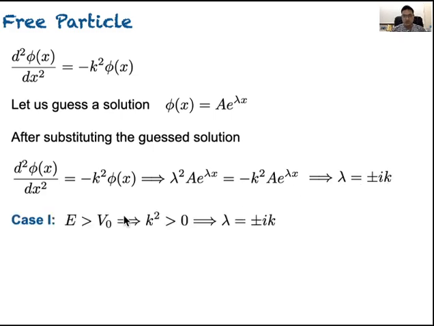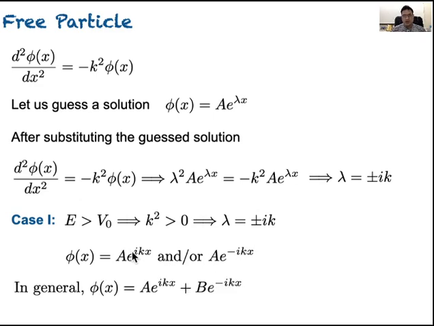In case 1, when your energy is greater than V0, it means that your k² is positive. Then I can take λ equal to ±ik, and these are the two possible solutions, a e^(ikx) and a e^(−ikx), where a is a constant. Now in general when you have two possible solutions, their linear superposition is also a solution of the same equation. You have seen when we were discussing the Schrodinger equation that if φ1 and φ2 are two possible solutions of a wave equation, then a times φ1 plus b times φ2 is also a solution of the wave equation.